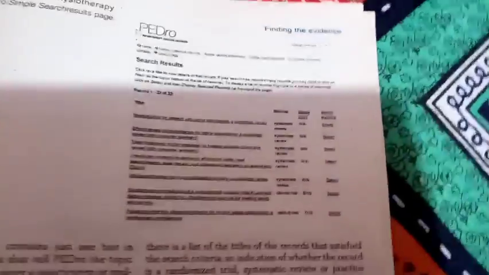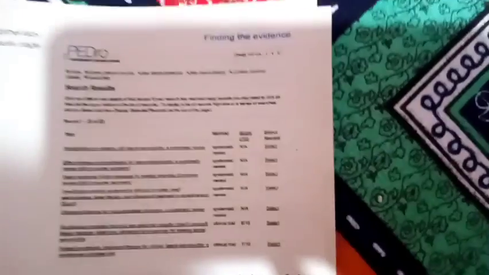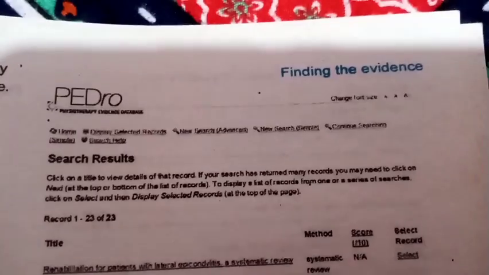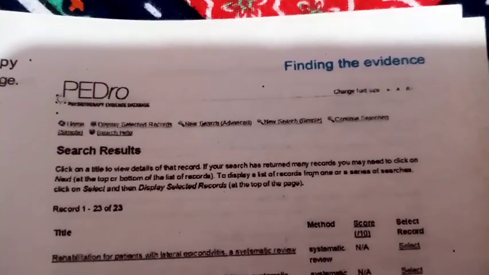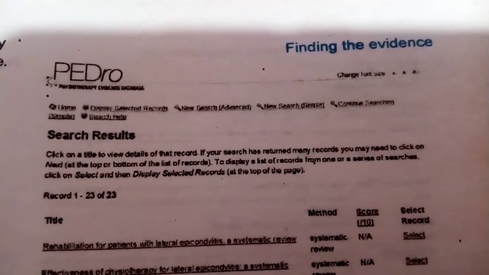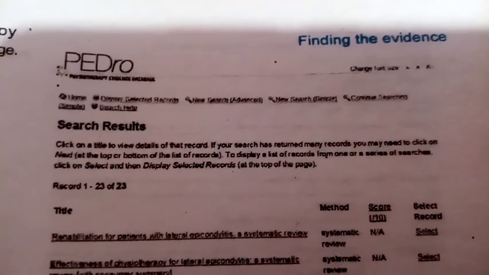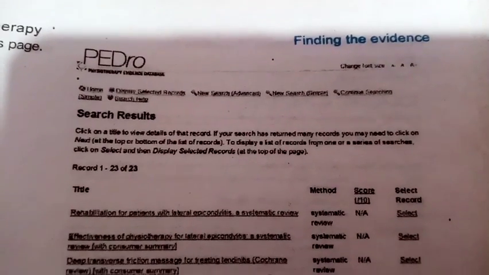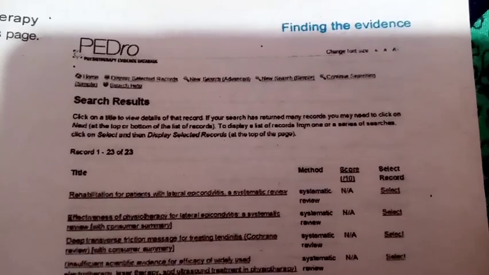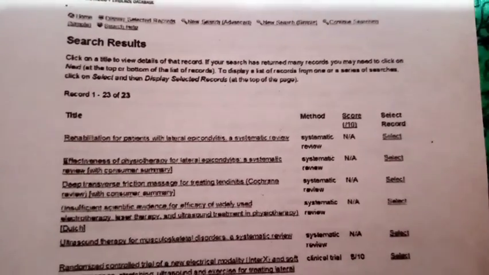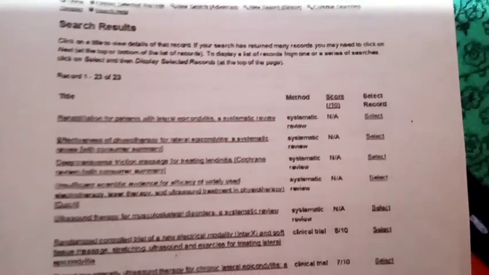और इसके अलावा यहाँ पर आपको डिटेल में दिखाया हुआ है PEDro. ये देखें, इस तरह का इंटरफेस आएगा PEDro का. ये सारा कुछ लिखा होगा, सर्च रिजल्ट लिखे होंगे. मैं जूम करके दिखा रही हूँ. सर्च रिजल्ट पे देखें, यहाँ पर लिखा हुआ है: Click on the title to view the details of the record. If your search has returned many records, you may need to click on select and display the selected records. उसके बाद यहाँ पर रिकॉर्ड 23 ऑफ 23 आया हुआ है. टाइटल्स लिखे हुए हैं.